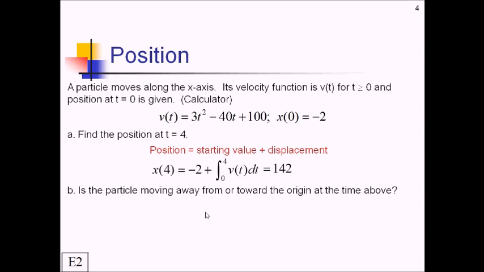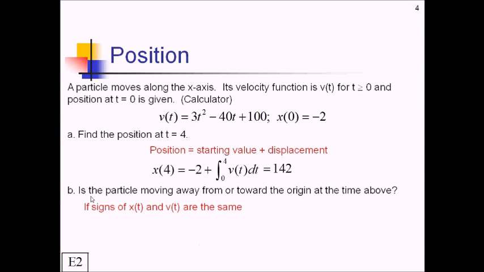Well, to figure this out, first off, we need to know if the particle is to the left or the right of the y-axis, and then we need to know which way it's actually moving, right? Because if I'm moving left, well, that depends on whether I'm on the left or the right of the y-axis in terms of whether I'm moving toward the origin or not.